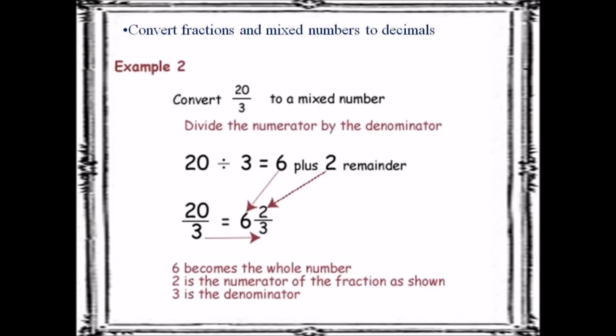Convert fractions and mixed numbers to decimals. Convert 20 by 3 to a mixed number. Divide the numerator by the denominator. That is 20 divided by 3 is equal to 6 plus 2 remainder. So 6 becomes the whole number, 2 is the numerator of the fraction and 3 is the denominator.